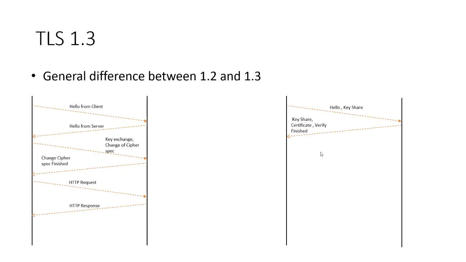Once the client finished message is sent, everything is encrypted, and then the HTTP request goes from the client to the server. Now if you see here, this was taking 60 milliseconds, whereas here it takes 10 milliseconds, 20, 30, and 40. So TLS 1.2 was taking 60 milliseconds, whereas TLS 1.3 completed within 40 milliseconds. That is one difference: it is faster than TLS 1.2.